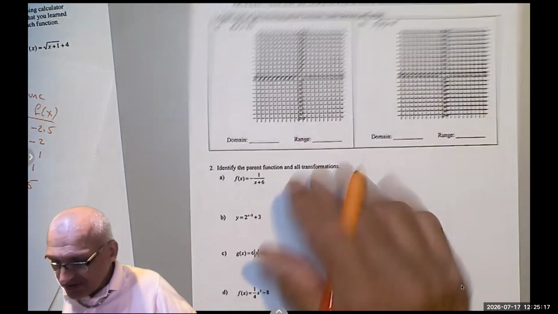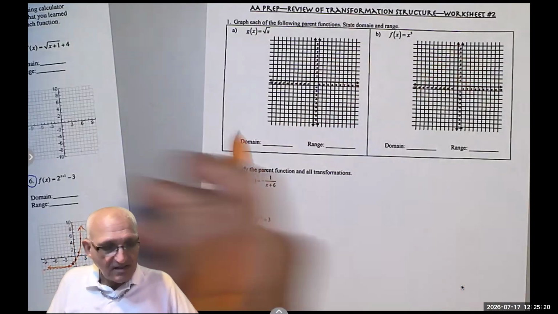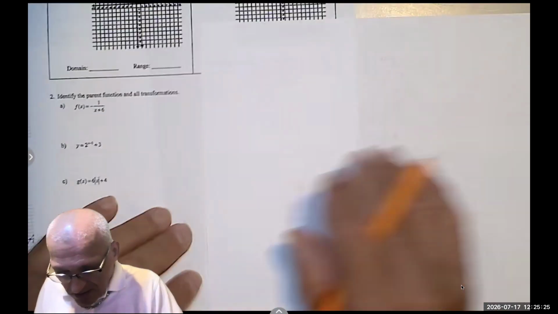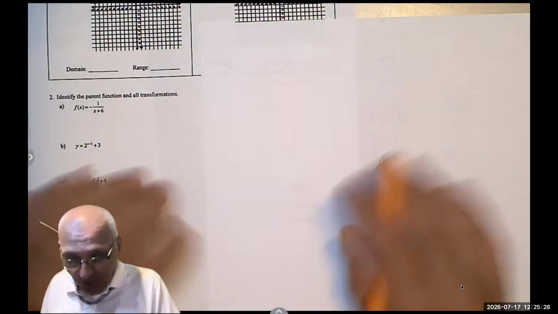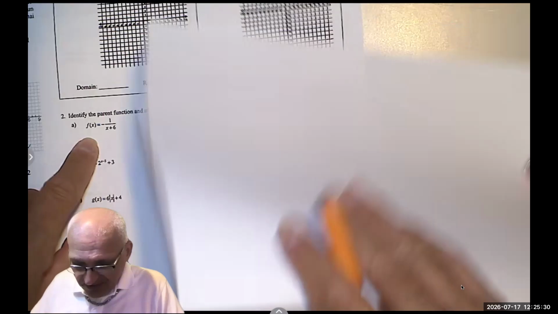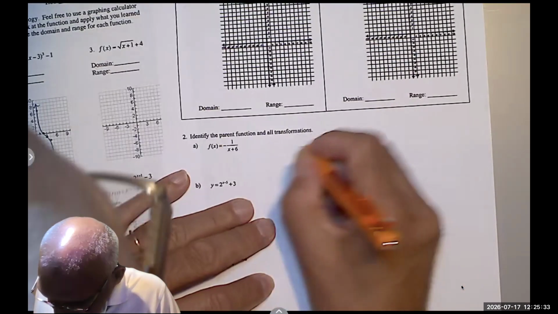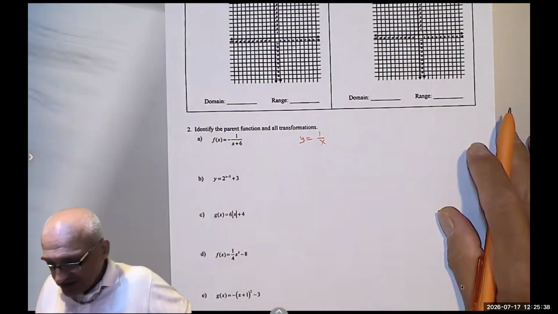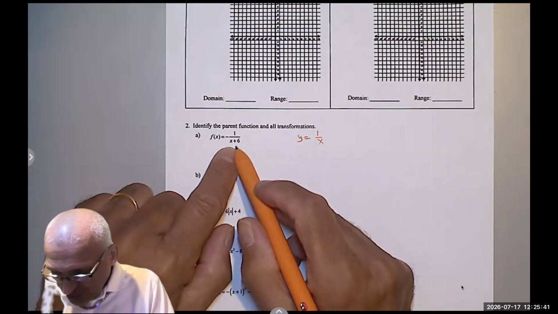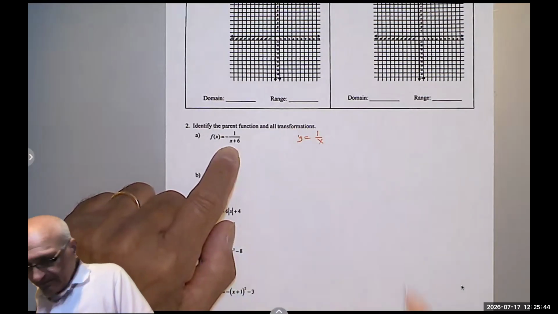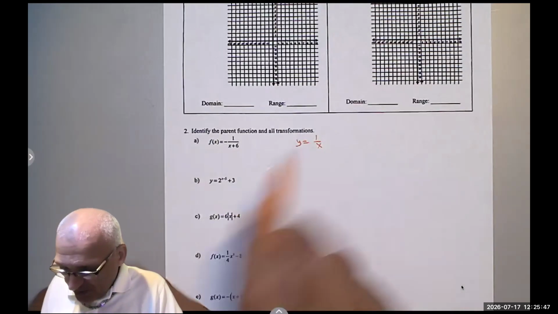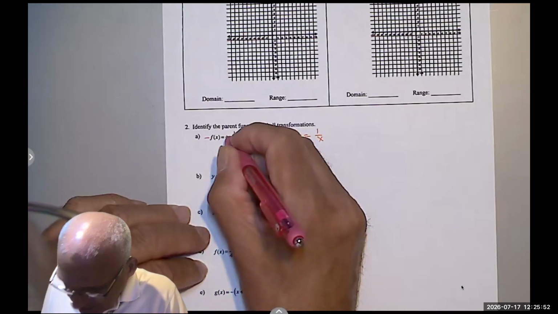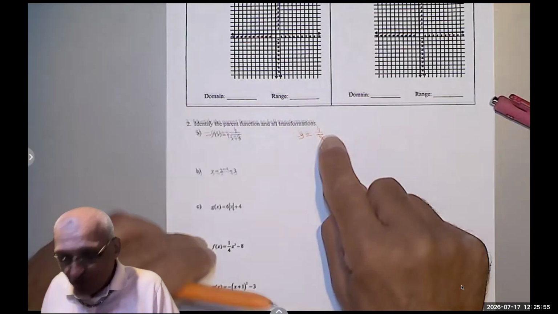I'm not going to do these because these are parent functions. We did that last time. Let's look. Here they don't ask you to plot, but they ask you to identify the parent function. So the parent function is y equals 1 over x. And then what are the transformations? What did I do to the x? Notice this is 1 over x, so I will have to say negative. I would multiply by negative to make it look like that.